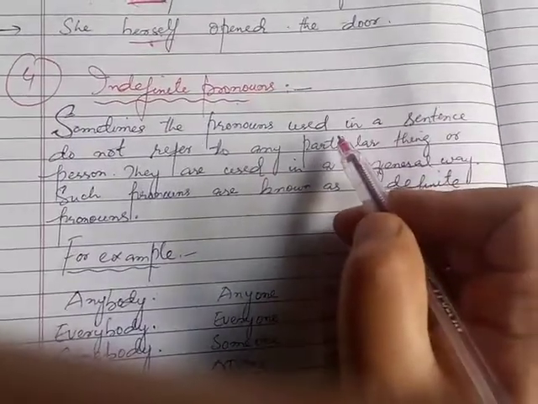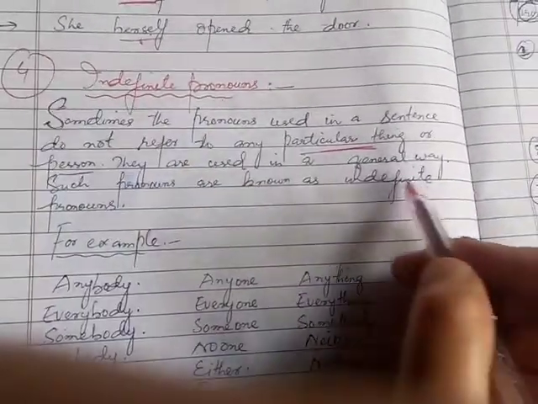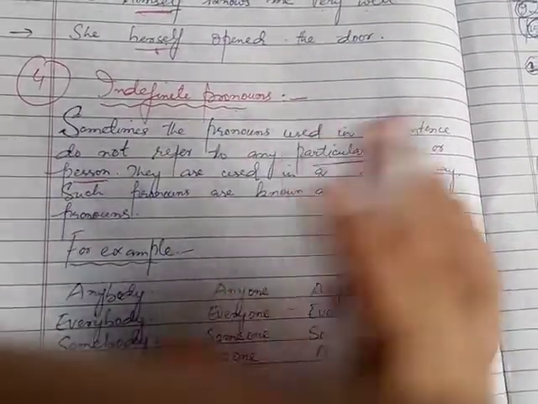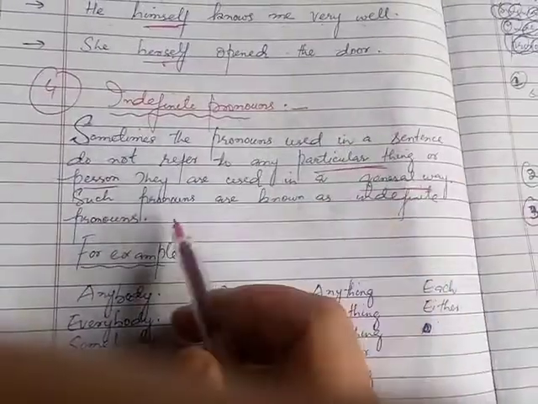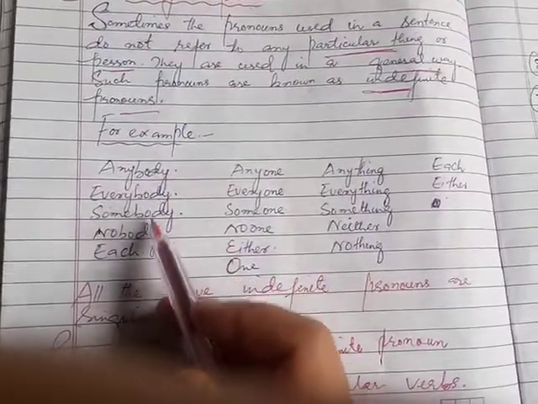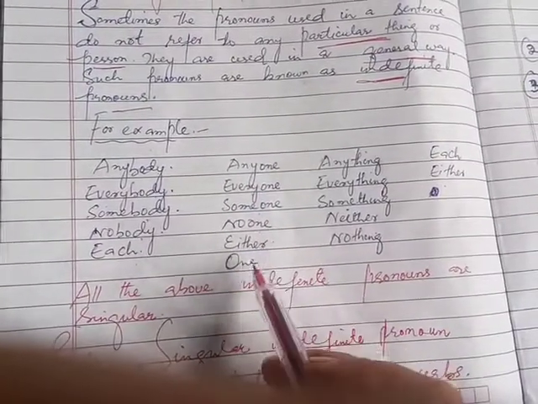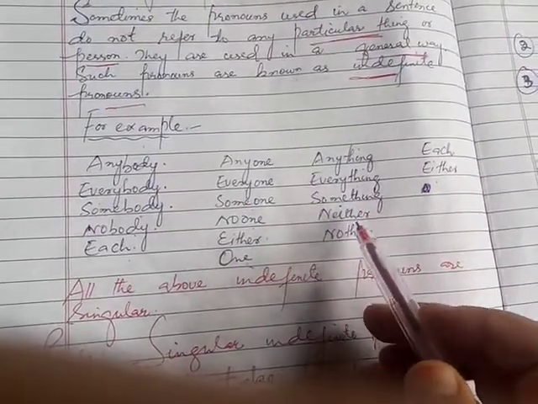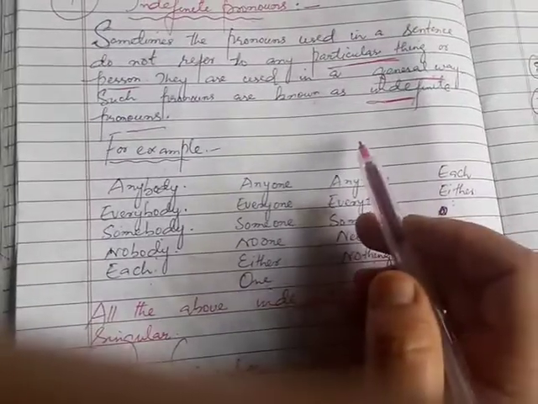Okay, now let's move towards the fourth type, that is indefinite pronouns. What are indefinite pronouns? Sometimes the pronouns used in a sentence do not refer to any particular thing or person. These are used in a general way. Such pronouns are known as indefinite pronouns. For example: anybody, everybody, somebody, nobody, each, anyone, everyone, someone, no one, either, one, anything, everything, something, neither, nothing, each, and either. These are all indefinite pronouns.